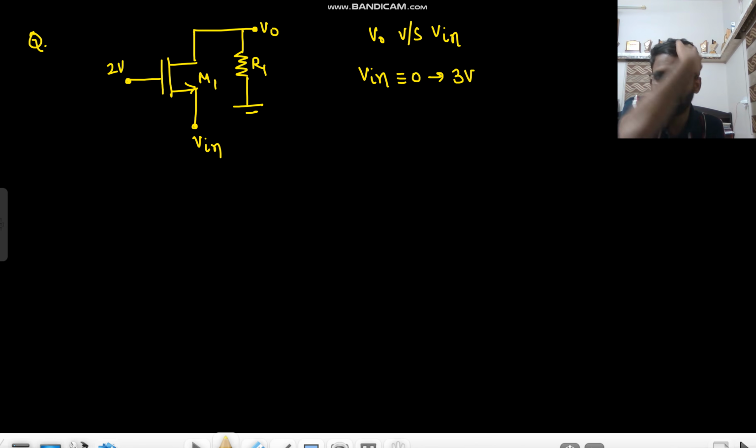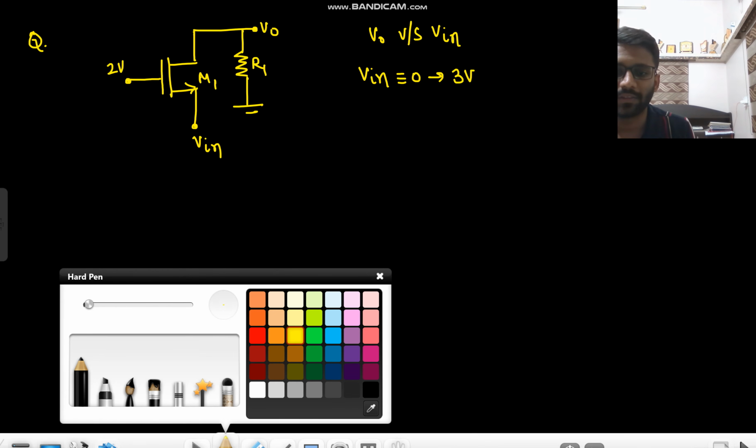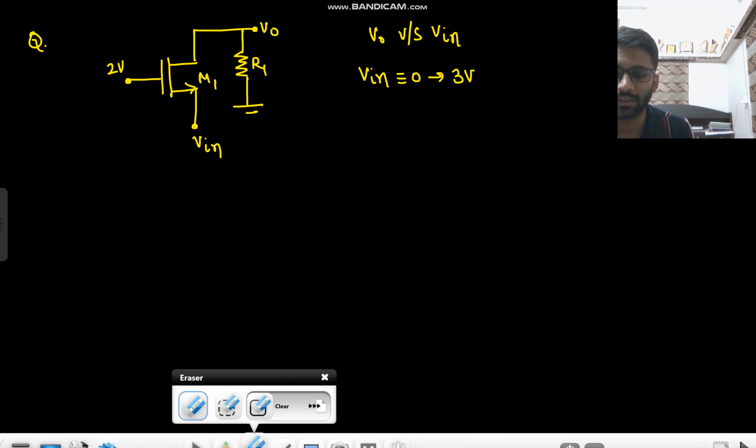So this is the second question. In this question you have to do the same analysis. V naught versus V in you need to plot, and your V in varies from 0 to 3 volt. Okay. So in this question, the same condition that we saw earlier. What was that?